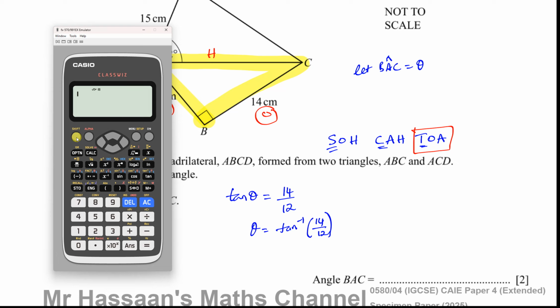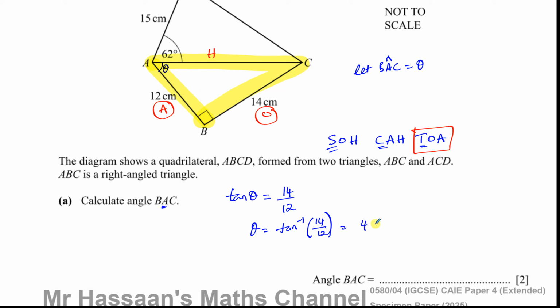So now, inverse tan. So shift tan. Now I'm going to put my fraction bar and I'll put 14 over 12. So this tells me the angle which has this as its tangent ratio. Press equals, and you get 49.3987. Now, angles should always be rounded to one decimal place unless otherwise stated. So in this case, it's going to be 49.4 degrees.